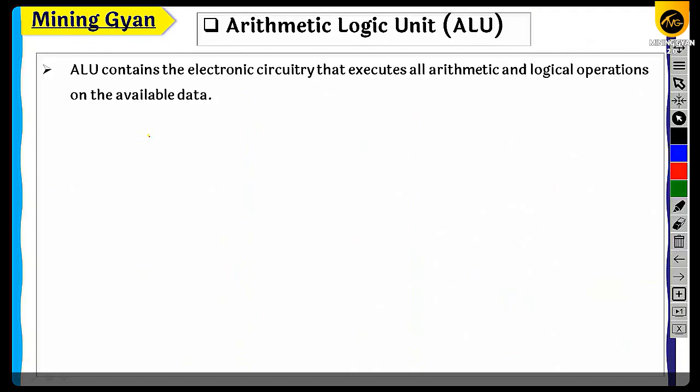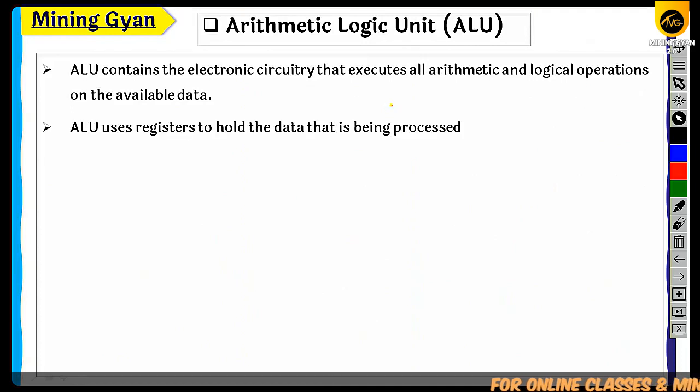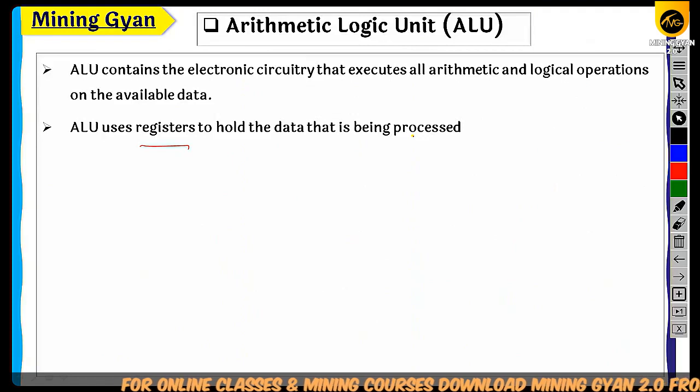So the ALU contains the electronic circuitry that executes all the arithmetic and logical operations on available data. ALU uses registers to hold the data that is being processed. So basically registers are used for holding the data at the time of processing.